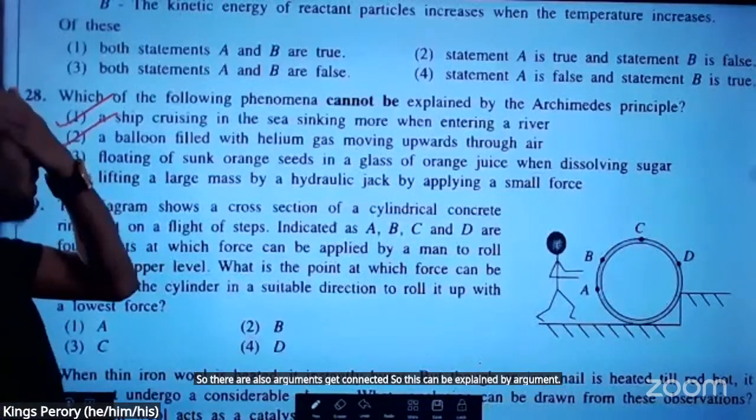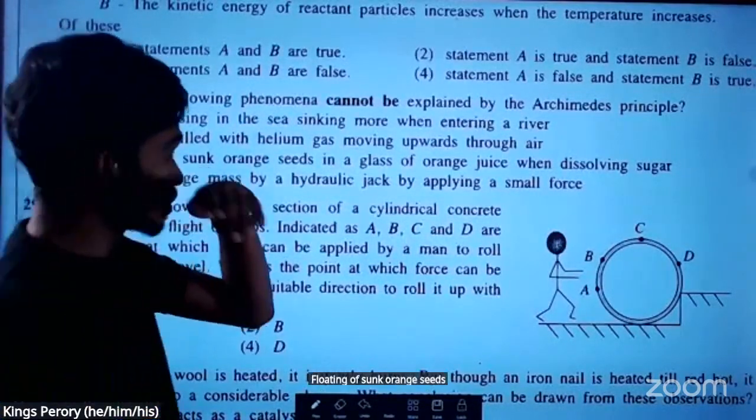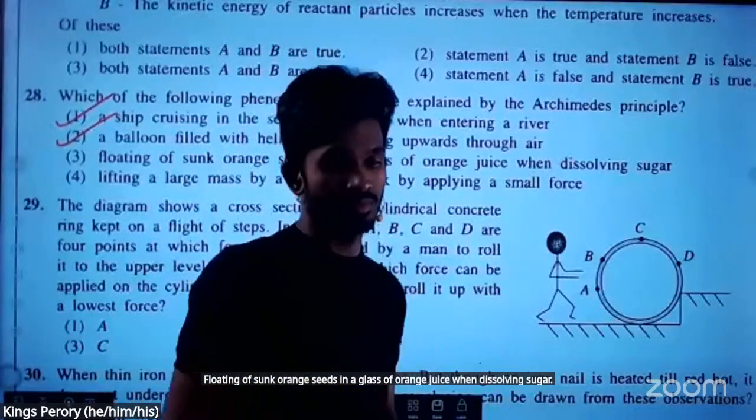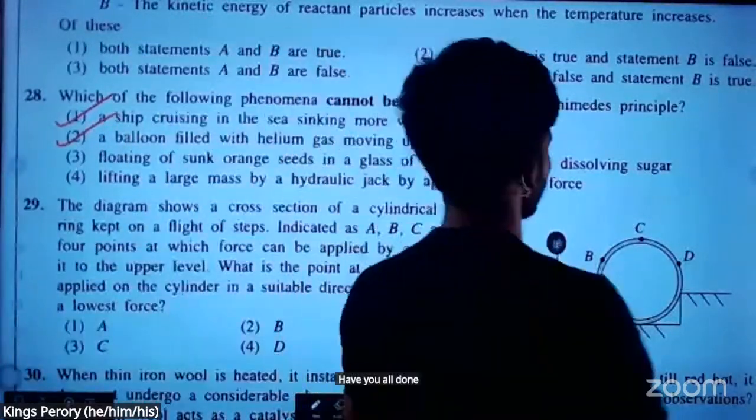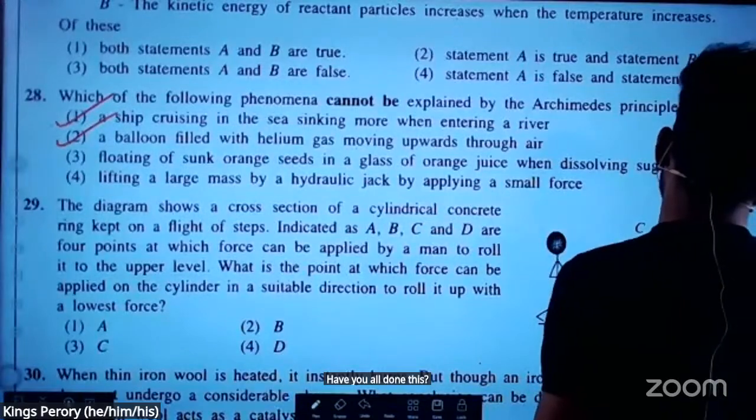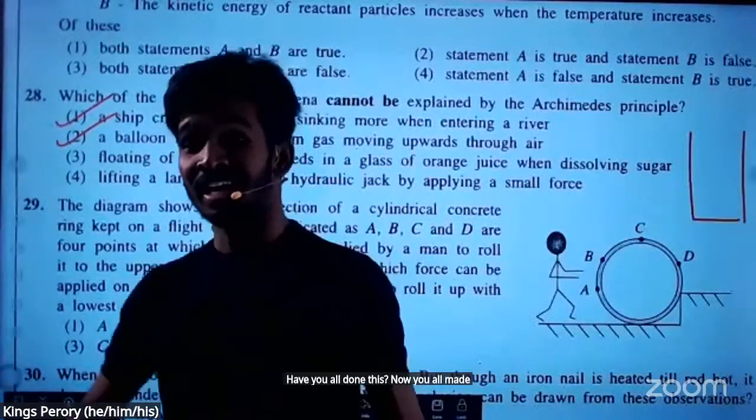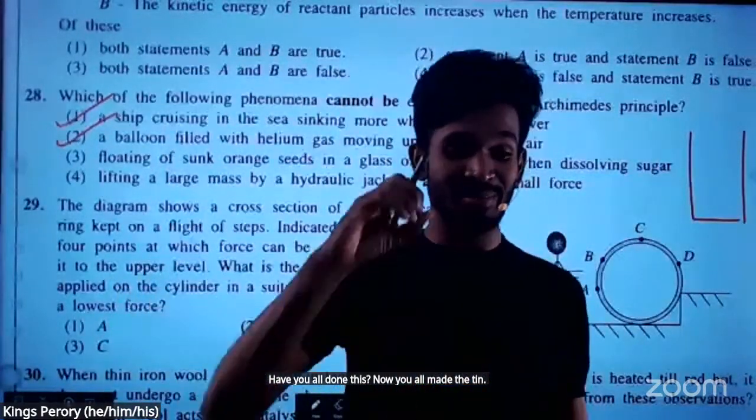Floating of sunk orange seeds in a glass of orange juice when dissolving sugar. Have you all done this? Have you all made the chai? No? Chai done. Now let's say you are making orange juice.